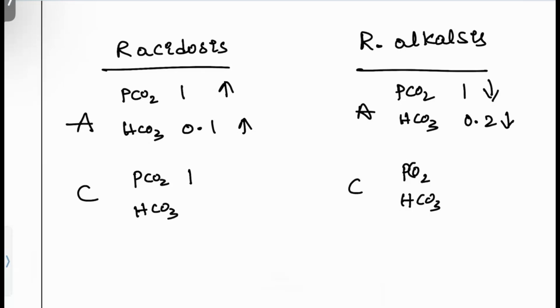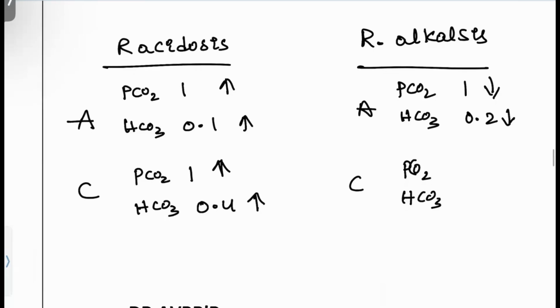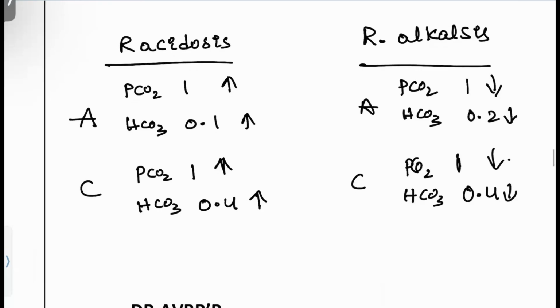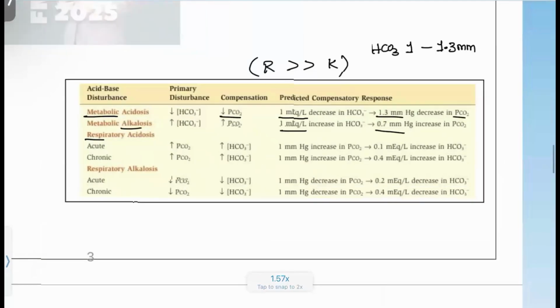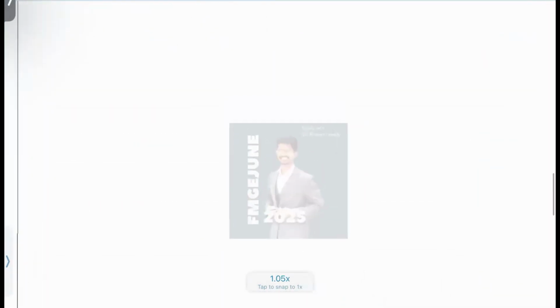For the 1, you can see on the chronic side, both are going to increase by 0.4 only. For the chronic conditions, 0.4. So this is how you can remember 1, 2, 4, and 4. So this is the respiratory acidosis and their compensation. Please try to remember this table also. And next we are going to move on to the next topic.